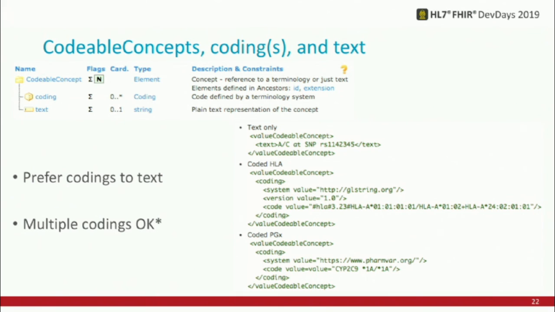Or you can send, for a different one, we've got here encoded HLA terminology. We're sending the coding as this glstring.org. And we're giving a version of that because a lot of these systems do change. They get updated, in particular HLA does. And then the value for that is this code that means something in terms of that system. Have fun with that. And then down here, if we're doing pharmacogenomics, we might be using pharmvar.org instead, and the code value would be something separate there.